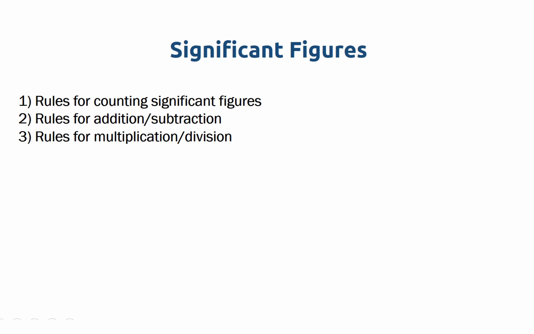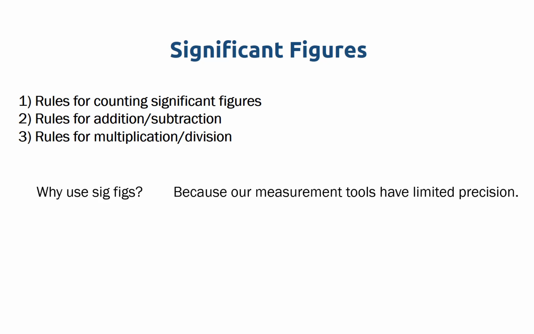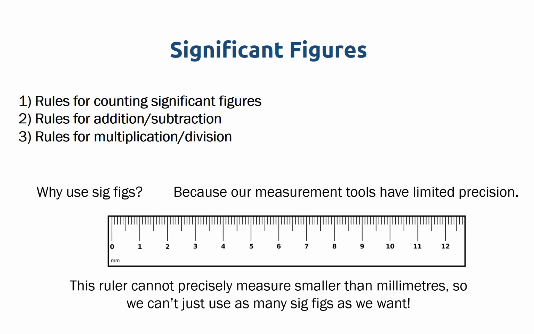However, it's really important to understand why we actually use them. So the reason why we use significant figures is because the measurement tools that we use as scientists aren't perfect. They have a certain amount of precision associated with them. For example, think about this ruler. This ruler can measure things as small as millimeters, but beyond that, if we try to go smaller, we're just not precise enough to do that. This ruler cannot make measurements on the nanometer scale or anything really smaller than millimeters. So the numbers that we use have to reflect that.